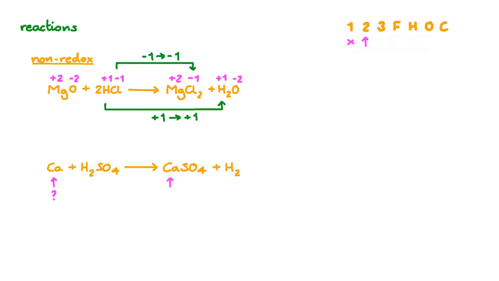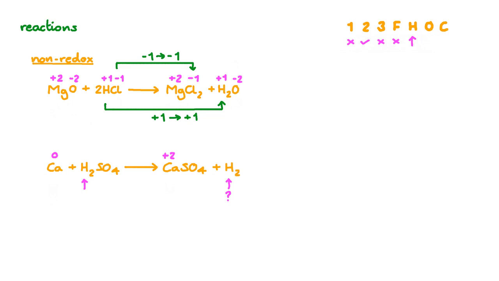Next, we can look at the reaction between elemental calcium and sulfuric acid. We can skip Rule 1 because there are no Group 1 elements and jump to Rule 2 with calcium. But the rules only apply to substances in compounds. Calcium in its elemental form will have an oxidation number of 0. But calcium in calcium sulfate will have an oxidation number of positive 2.